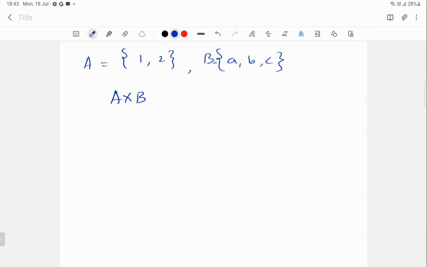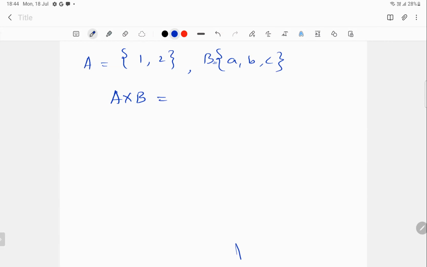Write down fast. Done. How will you write a Cartesian product in set builder form? How will you write it? Huh? We can't write it. That's what you're saying. Okay. Let's do that. Do it.